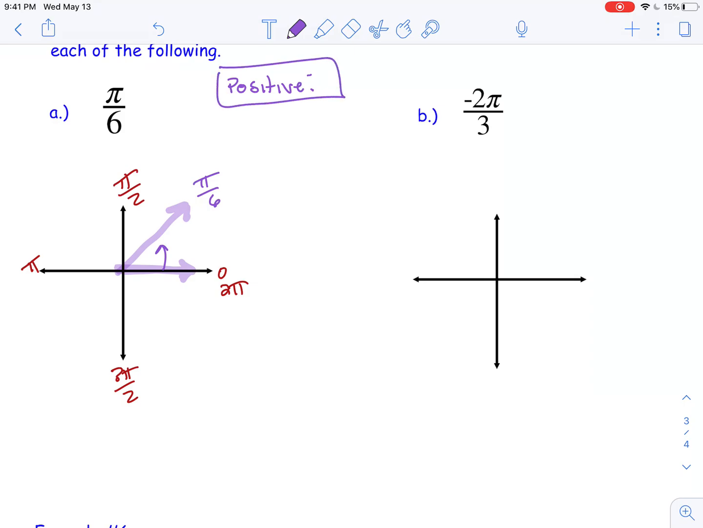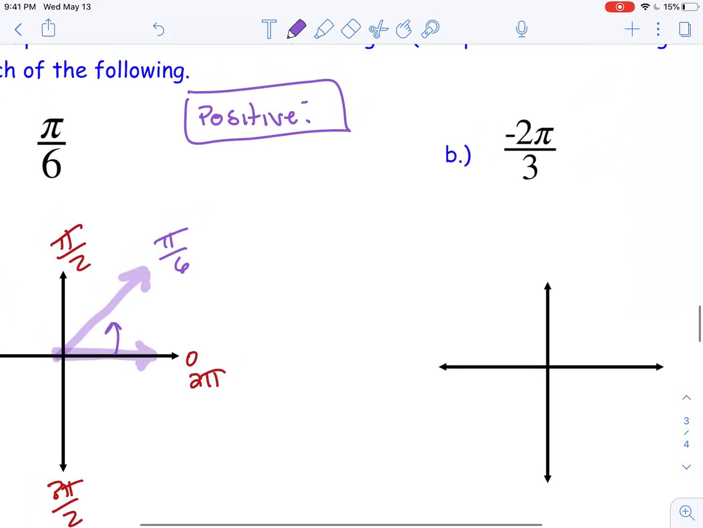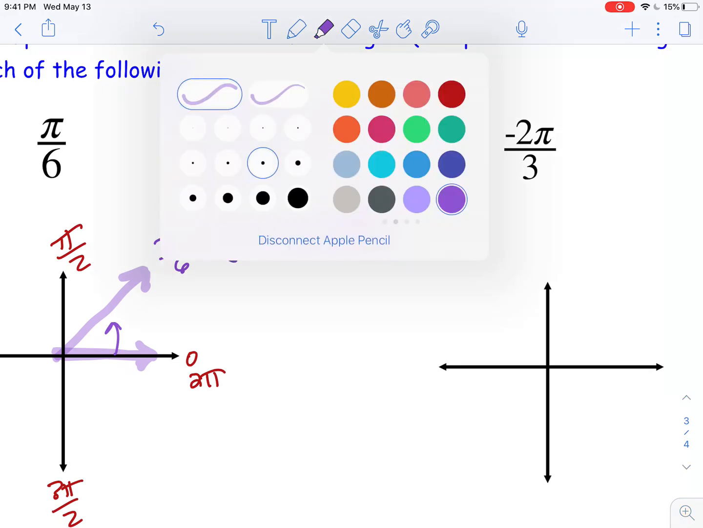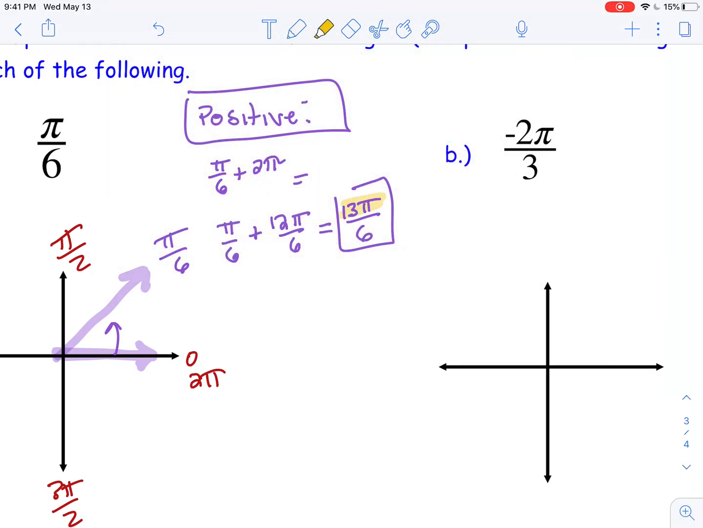I can add 2 pi. So I'm going to take pi over 6, add 2 pi. I need to get common denominators, so that's going to be pi over 6 plus 12 pi over 6. 12 pi over 6 simplifies down to 2 pi, so I'm going to have 13 pi over 6. So I know 13 pi over 6 is the same terminating side as pi over 6.